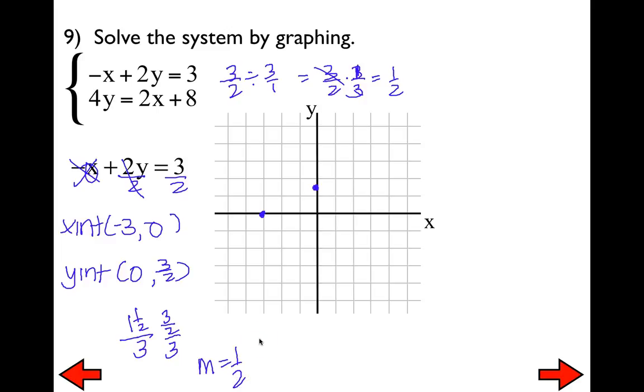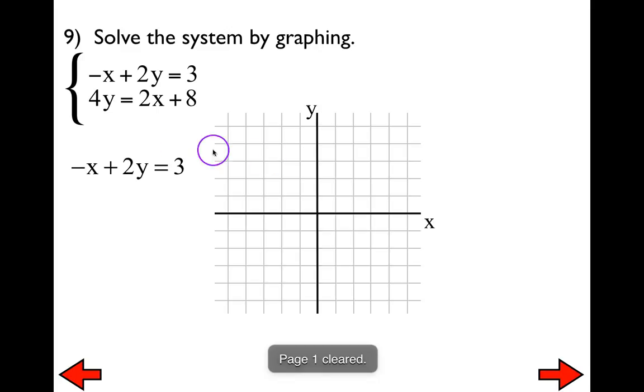Maybe not. I would suggest you use x and y intercepts when they're nice integers. But again, is it impossible to use them when they're not integers? You could definitely use them, but they're not going to be as accurate. So I wouldn't suggest you use this if they don't give you nice integers. So let's turn this one into slope-intercept form.